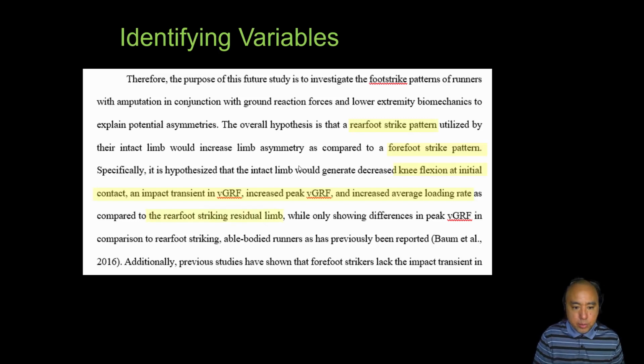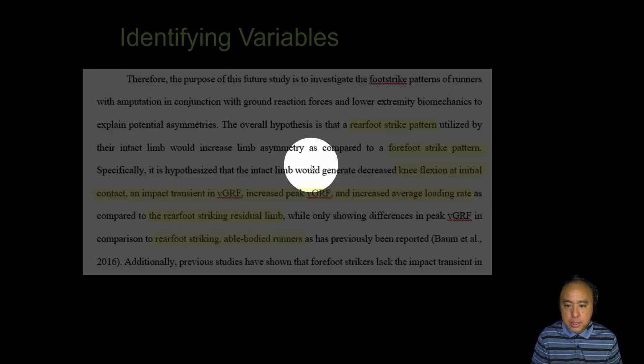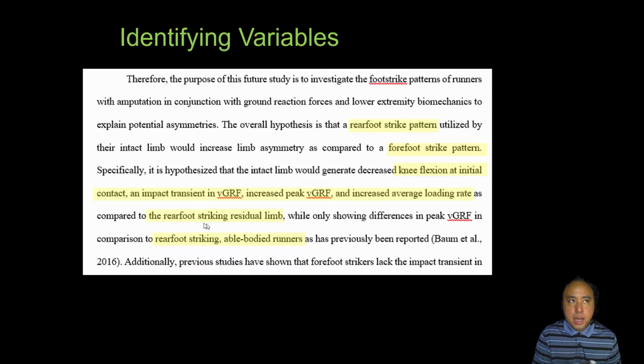Let's see here, as compared to the rear foot striking residual limb, as compared to the able-bodied runner. So another independent variable was comparing amputees versus able-bodied runners. So she had actually two independent factors in this particular study. But notice she was detailed. She detailed her dependent variables and her independent variables as shown here, which is rear foot versus forefoot strikers, as well as the amputees versus able-bodied runners.